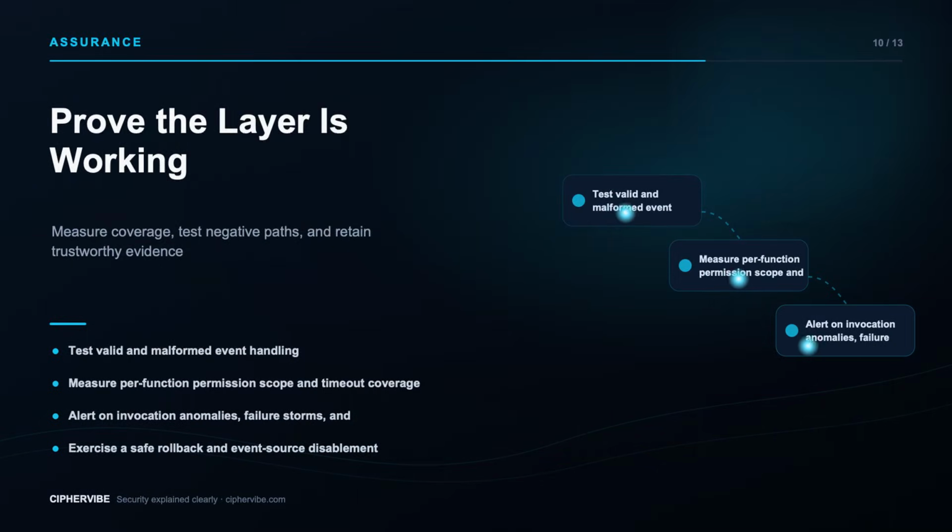A configuration screen is not assurance. Collect evidence that the intended control applies to the correct scope and that violations become visible. First, test valid and malformed event handling. Second, measure per function permission scope and timeout coverage. Third, alert on invocation anomalies, failure storms, and unexpected destinations. Fourth, exercise a safe rollback and event source disablement. Test both normal activity and a safe negative case in an authorized environment. Record the expected decision, the evidence location, the owner who reviews exceptions, and the rollback method. Repeat after platform changes, new integrations, or major shifts in business use.